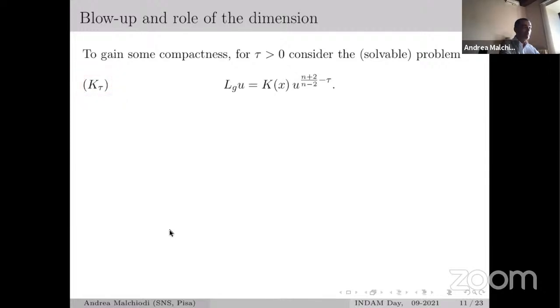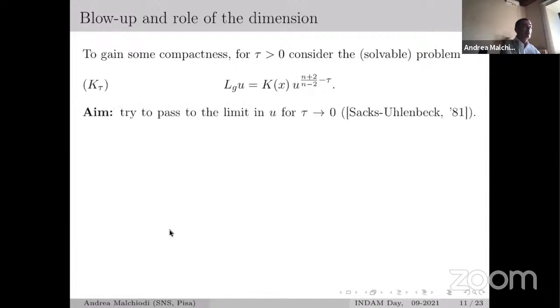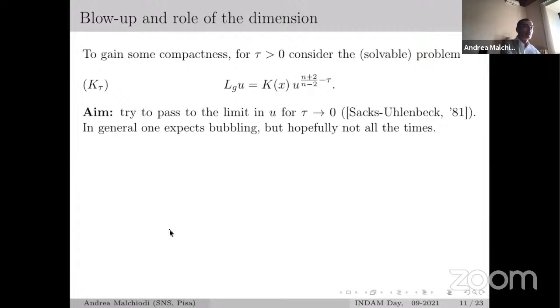It has no geometric meaning, but now it's a compact problem, and the tools of analysis allow you to find solutions. This was a trick introduced by Sacks and Uhlenbeck in the 80s for harmonic maps. The idea is to consider the solutions of this approximate equation and try to pass to the limit when tau goes to 0. This sounds a bit like cheating, because of course you might expect these solutions to blow up. For example, there are cases when your original problem is not solvable, but this modified problem is solvable. So in that case, these solutions must disappear. You do expect these solutions to develop bubbling, so to lose uniform bounds, but hopefully not all the times. If you give the right assumptions, then maybe you can find some solutions that do not develop blow up.